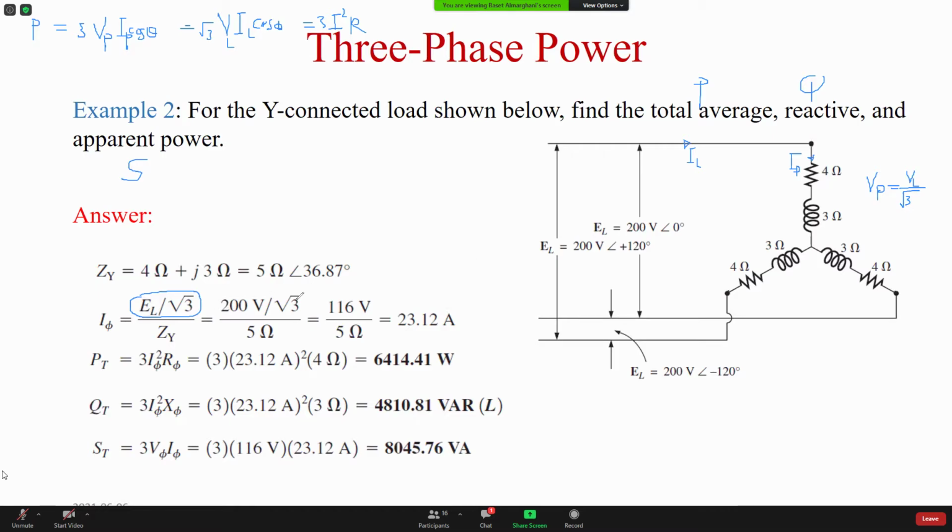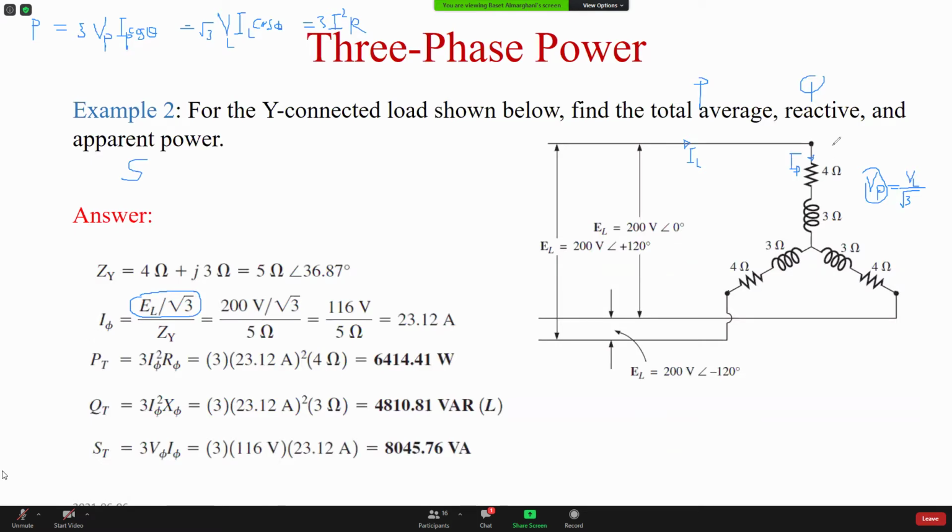Someone would say, why are we not using the angles here? The only reason we don't use the angle is because we don't need them. But in reality, if someone says find the current, we're going to find the magnitude and the angle. But here I only need the magnitude. So if I find the V phase, I divide it by Z phase, I'm going to find the I phase.